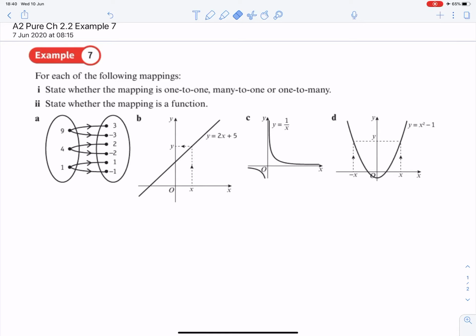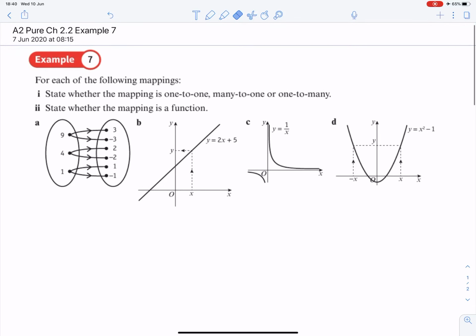So here we go with chapter 2.2, example 7. Let's read it as usual. For each of the following mappings, state whether the mapping is one-to-one, many-to-one, or one-to-many. Part 2, state whether the mapping is a function. So let's first of all look at the first one.